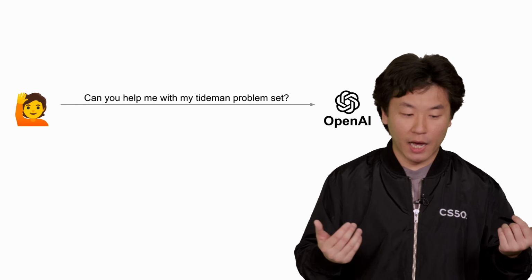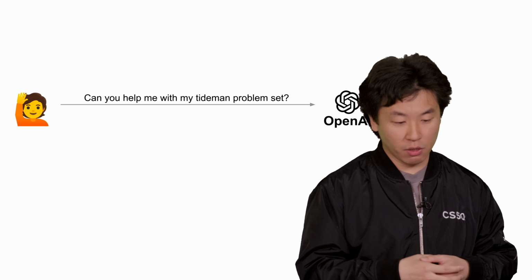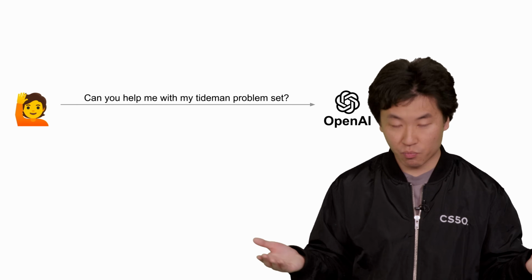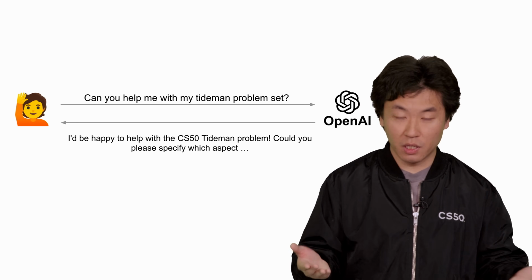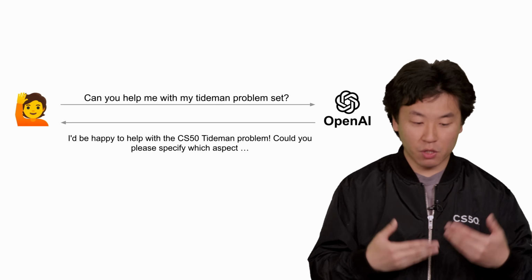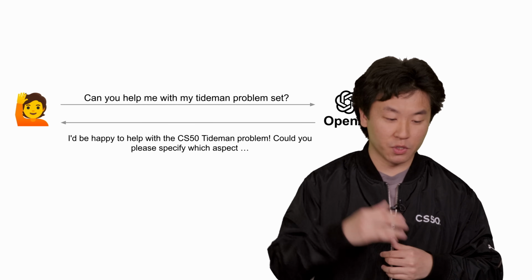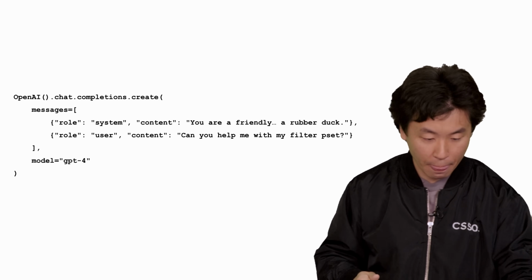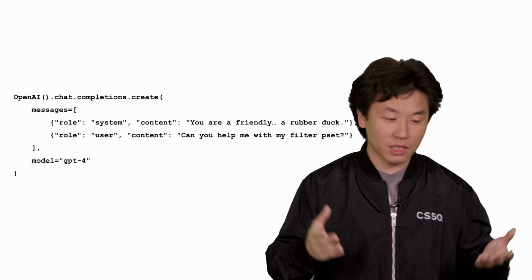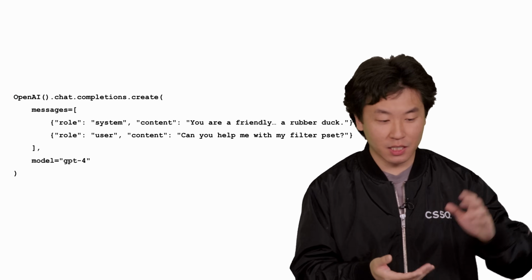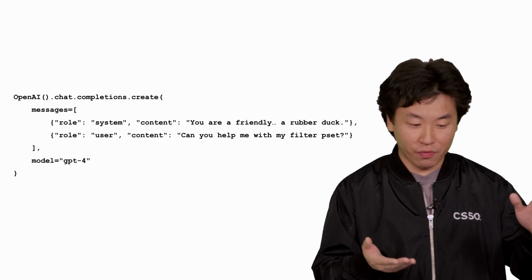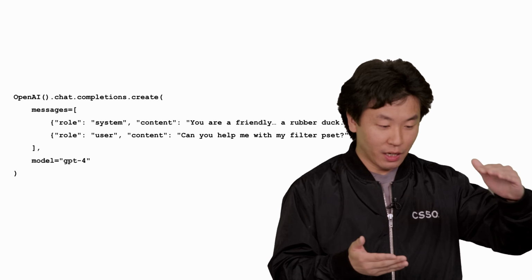For example, when I ask a question to this GPT model, can you help me with my CS50 problem set? The GPT generates a response: I'll be happy to help with the CS50 problem set. Could you please specify which exercise? And then it goes on and on. What it looks like in the API call looks like this. It might look a little bit scary, hopefully not. I will explain line by line.